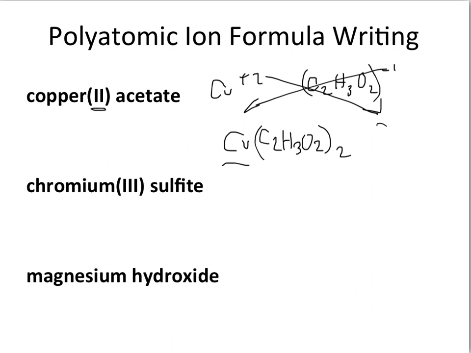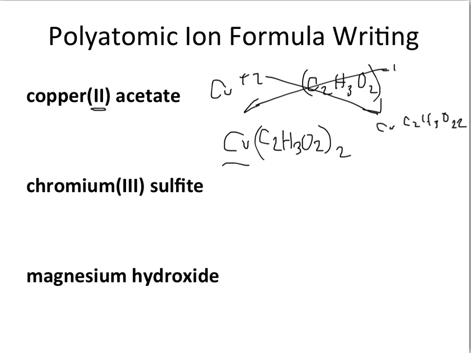Now, if I didn't use the parentheses, look at what could have happened. We could have ended up with Cu C2H3O22. Without the parenthesis set, there's potentially the possibility of creating a quote-unquote new formula. Obviously, C2H3O22 is not acetate. So the parentheses allow us to delineate the difference between the number of polyatomic ions and the number of atoms in the polyatomic ion. So it's a bookkeeping method that helps us not make any silly mistakes that'll cause headaches later down the line.